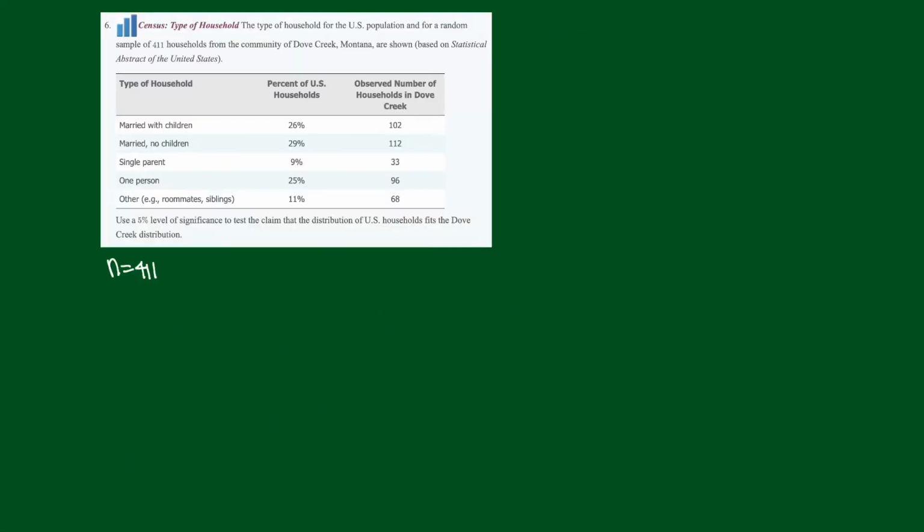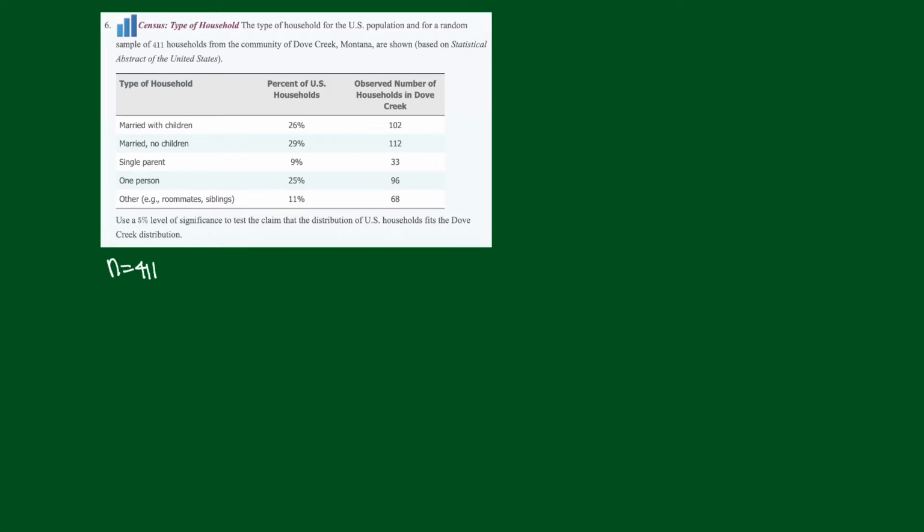Well, speaking of examples, here's one right here. It says the type of household for the U.S. population for a random sample of 411, so I wrote that down. The type of household for the U.S. population for a random sample of 411 households from the community of Dove Creek, Montana, are shown right here in the Statistical Abstract of the U.S.